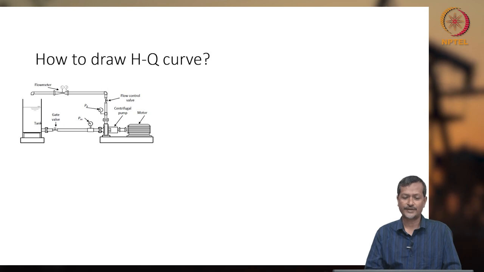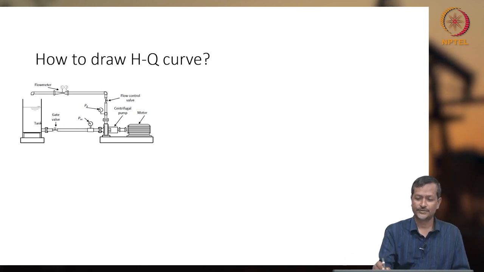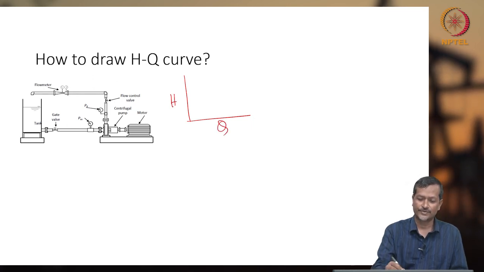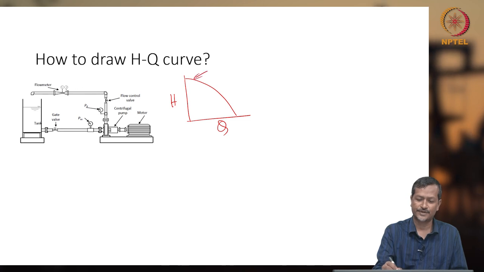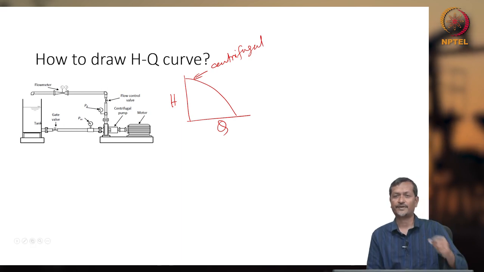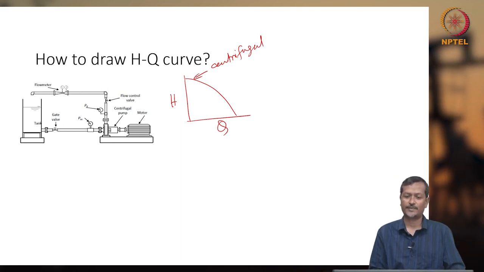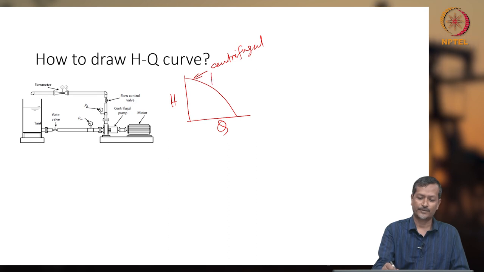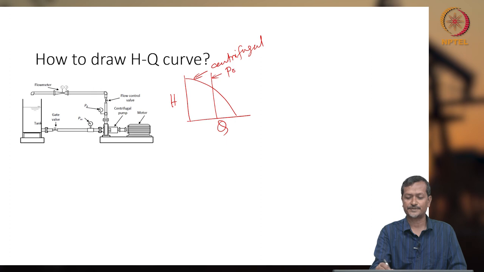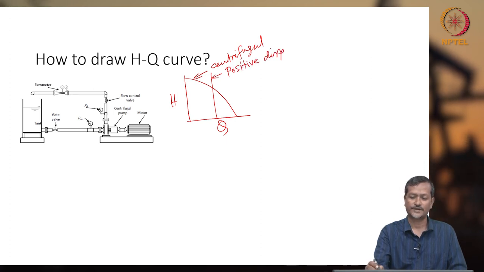So how to draw the HQ curve, okay. I already told you HQ curve means head versus flow rate, okay. For a centrifugal pump I have shown this one, a centrifugal pump which rotates at very high speed and is used for common household applications, but the other type of pump I told you has a completely vertical curve, okay. This is called a positive displacement pump.